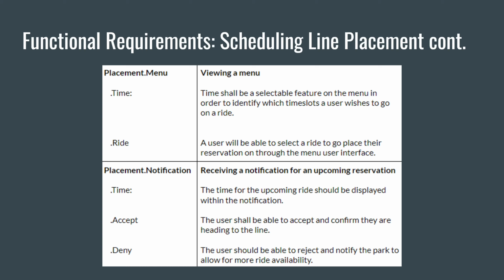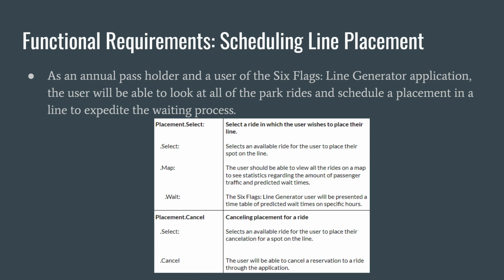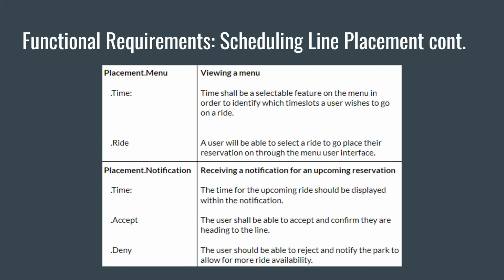The next is scheduling line placement continued. So the placement menu is to view a menu. So the .time function, a time shall be a selectable feature on the menu in order to identify which time slots a user wishes to go on a ride. The .ride function will allow the user to select a ride to go to place their reservation through a menu user interface.